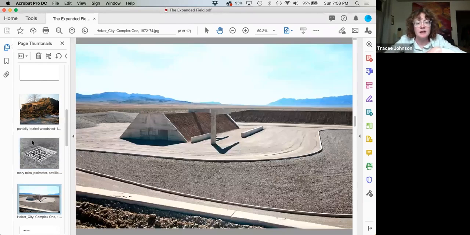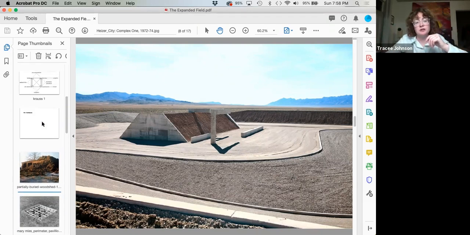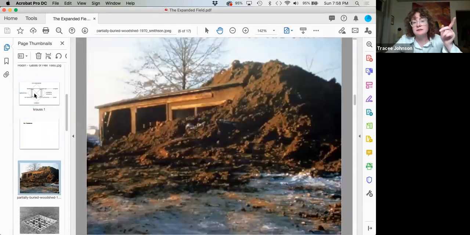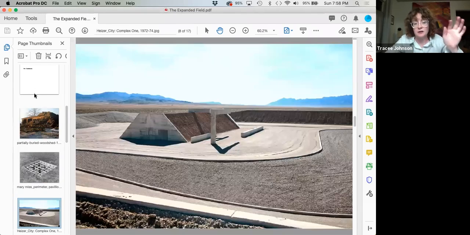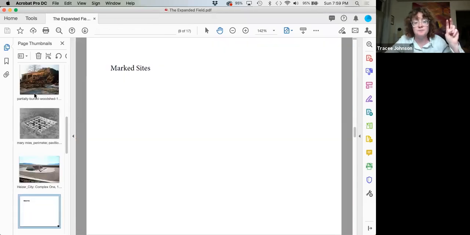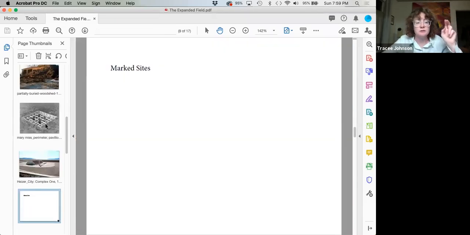And then here's another example, Michael Heizer, City Complex, or Complex 1 is the name of this piece. And we can look at this and see that, of course, there are architectural moments, but a lot of Michael Heizer's work is also moving of earth and land. And so this is a combination of those. So these are 3 examples of works that she discusses as falling into this site construction category of the expanded field. Now let's look at marked sites, okay?